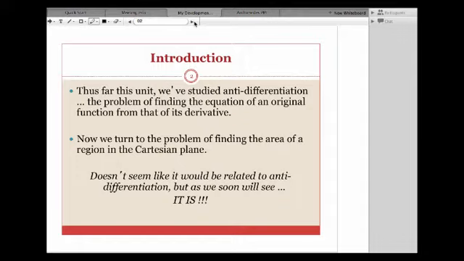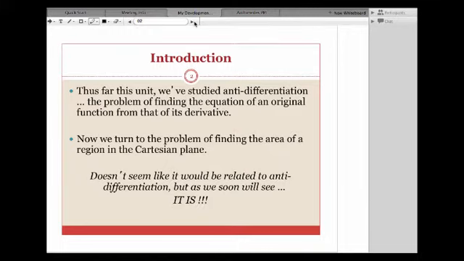So what we're turning to now is the problem of finding the area of a region in the Cartesian plane. Remember the Cartesian plane, that's your typical XY coordinate plane. We only deal in 2 dimensions. Yes, there is 3-dimensional calculus when you get to college. We don't have to cover that. So we're just dealing with your typical Cartesian XY coordinate plane. Now, it doesn't really seem like this would be very much related to the antiderivatives that we've studied so far, but probably by tomorrow you will see that it actually is very much related.